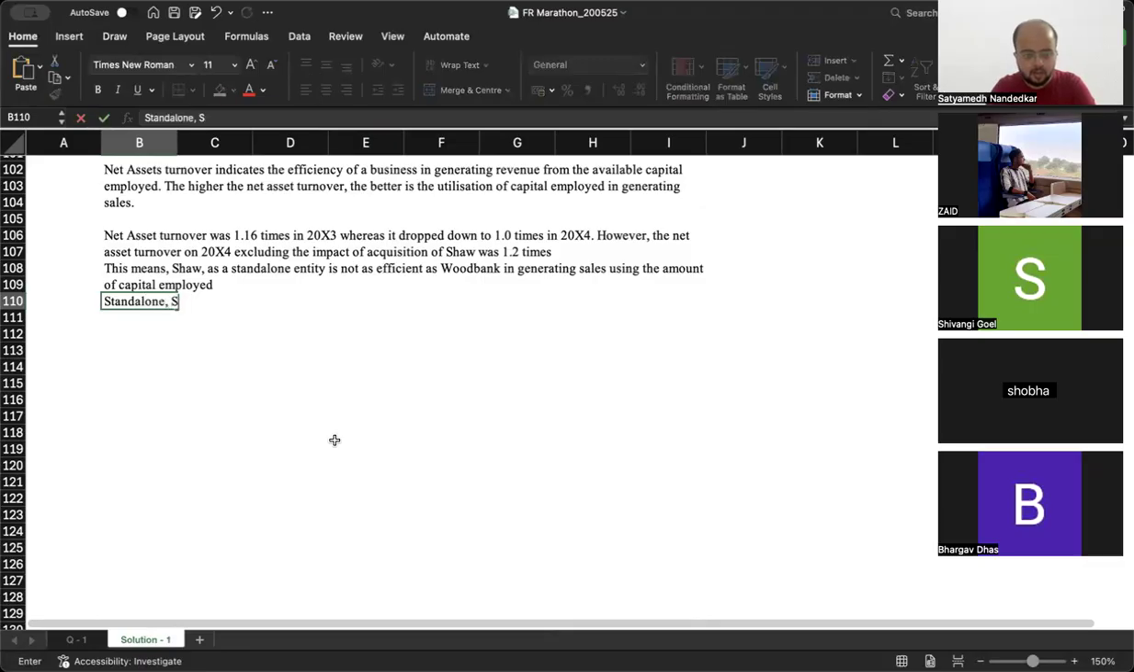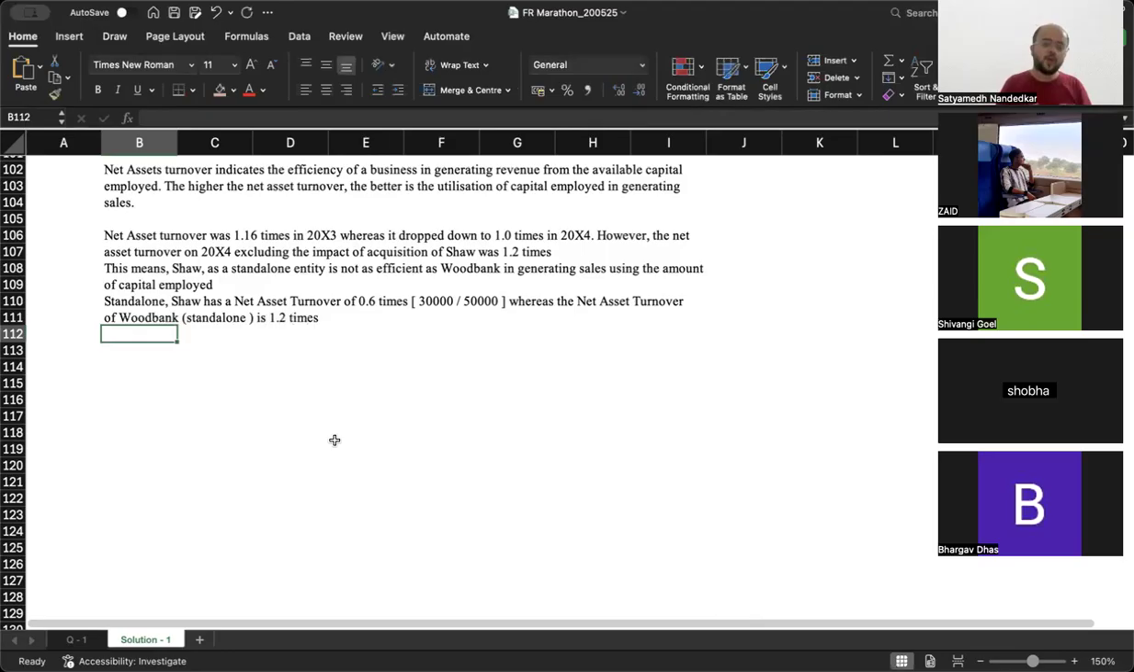Standalone Shaw has a net asset turnover of 0.6 times. 30,000 upon 50,000. Whereas the net asset turnover of Woodbank standalone is 1.2 times. So ये acquisition में क्या हुआ है?